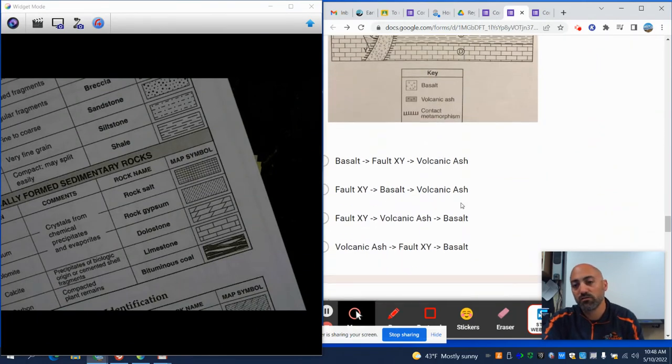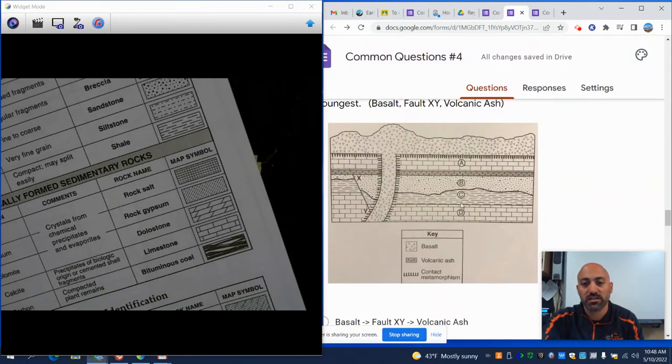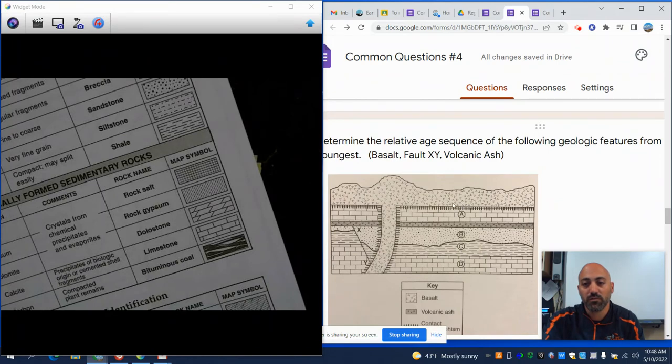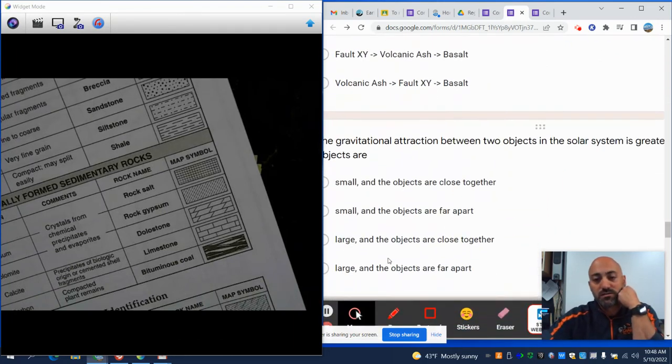Putting things in order, lowest on the bottom, oldest on top. If you look at these metamorphic lines, this must have come through afterwards because it metamorphosed, it changed everything else.